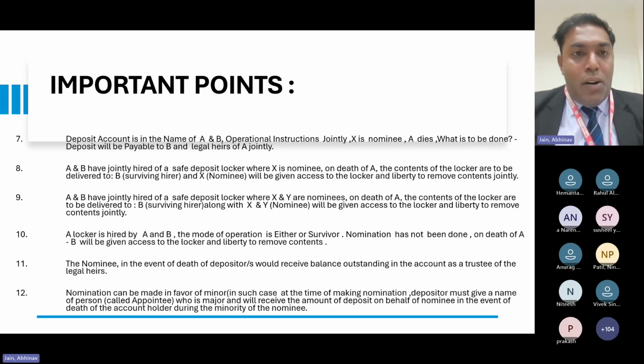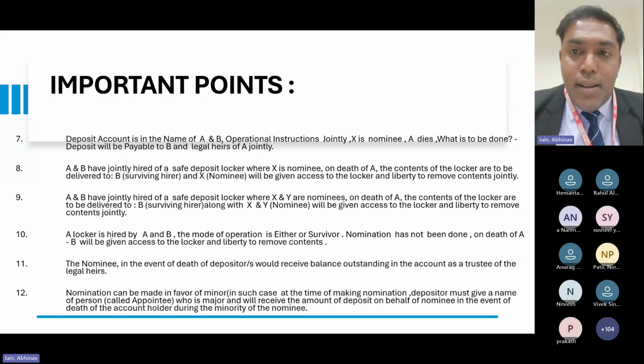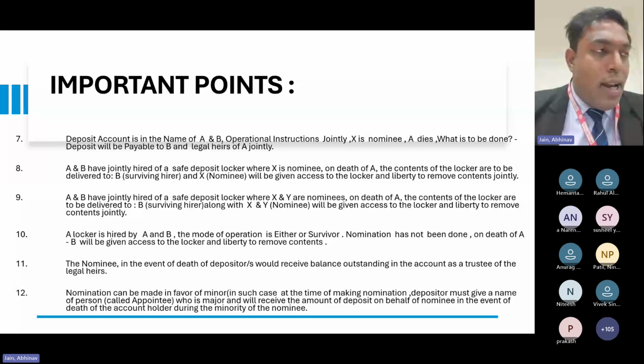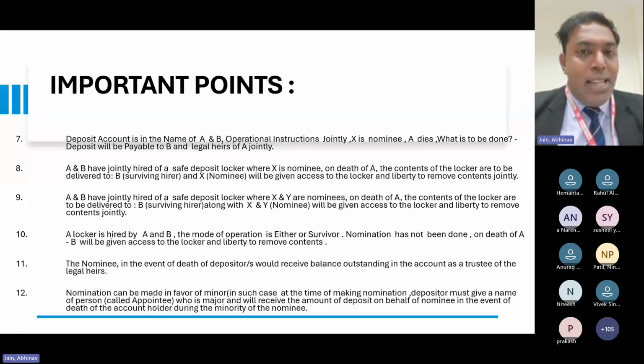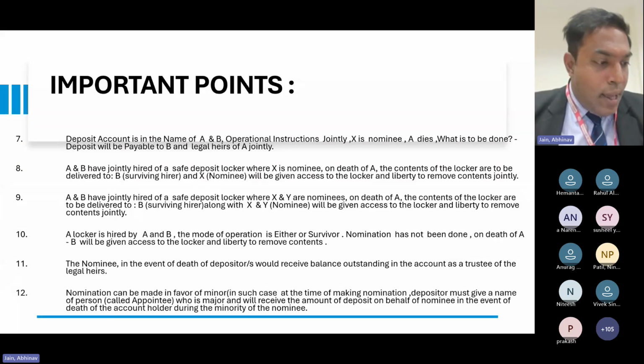Next, suppose a deposit account is in the name of A and B and it is jointly mandated. And now A dies. What will be done? The deposit would not be paid to X now because B is the survivor, but the instruction is jointly. So we'll be paying it jointly to B as well as the legal heir of A.